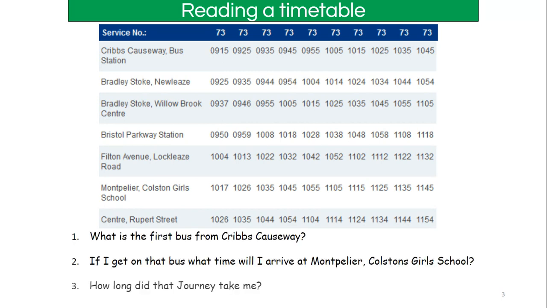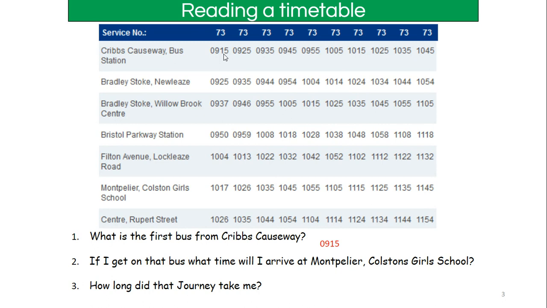So here's the types of questions that you would get. Question 1, what is the first bus from Cribbs Causeway? So the first bus is this one here, and we name them by the time that they leave that station. The first bus from Cribbs Causeway is the 9:15, because that's the time of the first bus leaving the station.